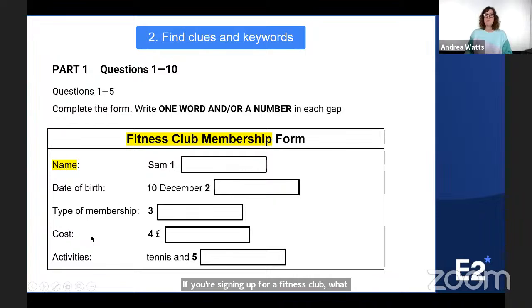And then we have the prompts over here, the name. And we can see that we already have one named Sam. So we know we're listening for the surname. We've got the date of birth, and we have the day and the month, 10th of December. So we know we're looking for the year. The type of membership, the cost to join the fitness club. And we have the pound sign here. So we know we're listening out for a number in pounds. And some activities. And we've already got tennis on the form. So we know we're listening for a different activity here.